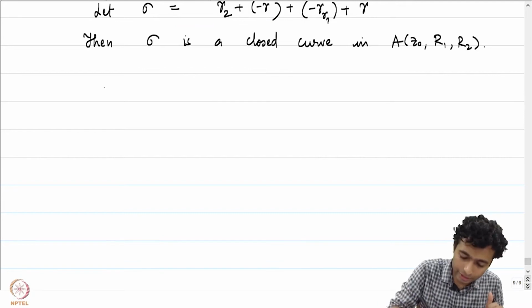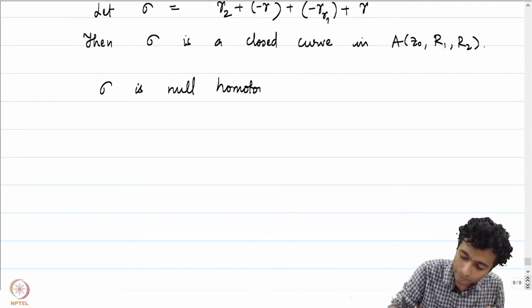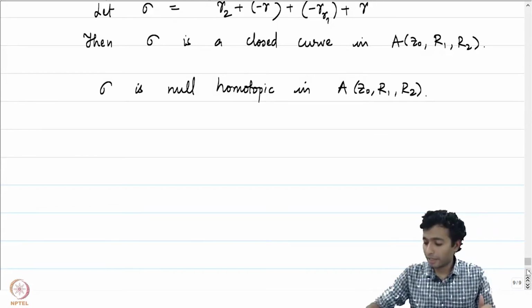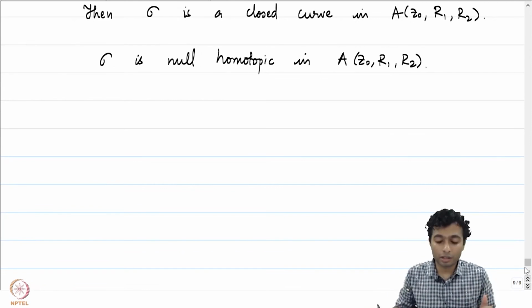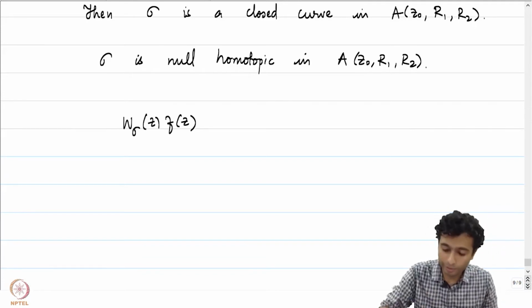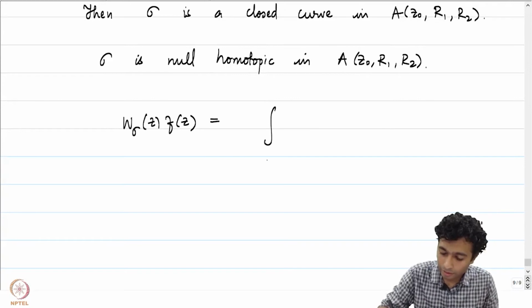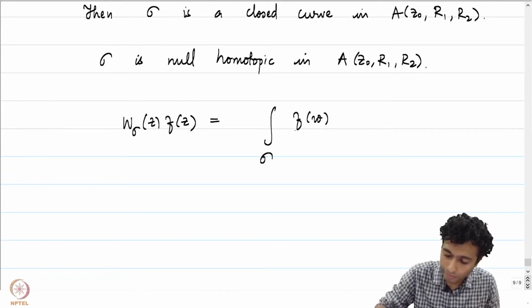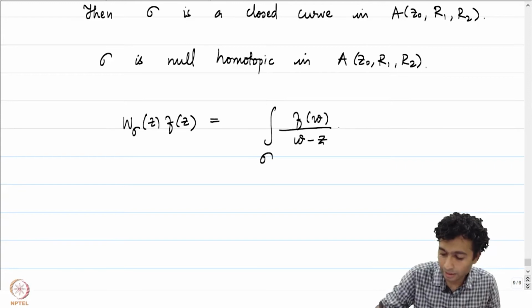So let me just say that sigma is null homotopic in A(z0, R1, R2), and therefore we can use the general Cauchy's integral formula to conclude that W sigma of z times f of z is going to be equal to the integral over sigma of f of w by w minus z dw.